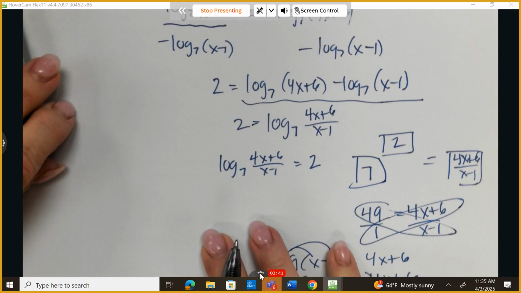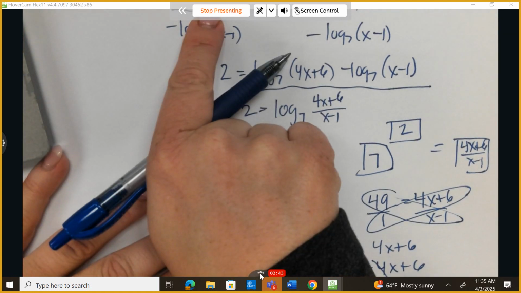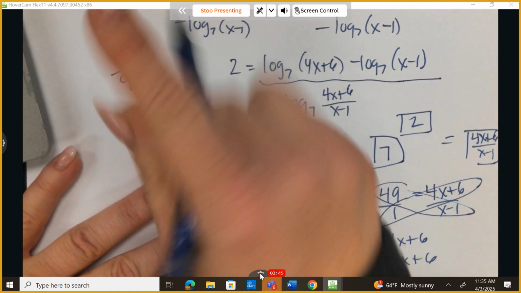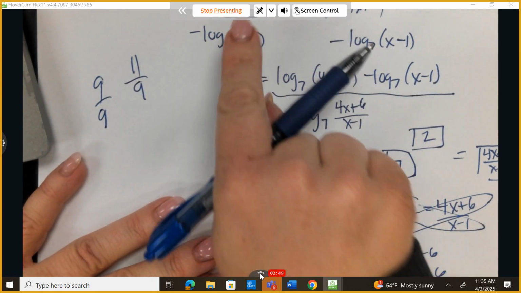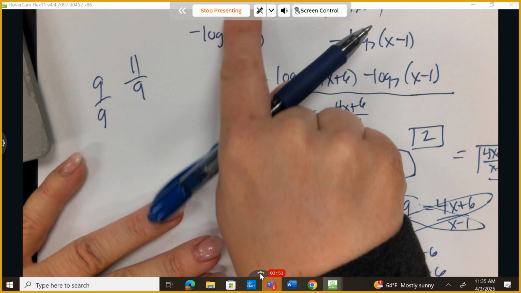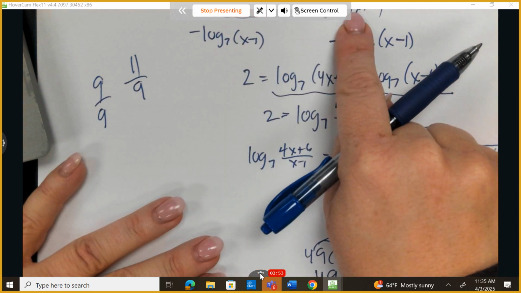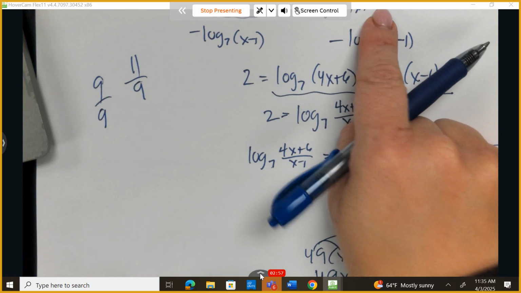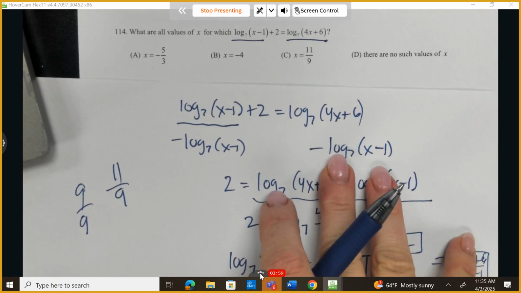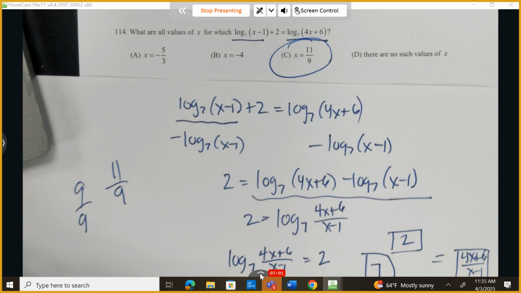But let's come back up here. If I plug in 11 over 9, so 11 over 9 is greater than 1 because 9 over 9 is 1. So this is slightly greater than 1. So something that's greater than 1 minus 1 is still positive. And if I take 4 times a positive number and then I add 6, it's still positive. So I feel pretty confident in my answer. Here's the correct answer. It is option C.